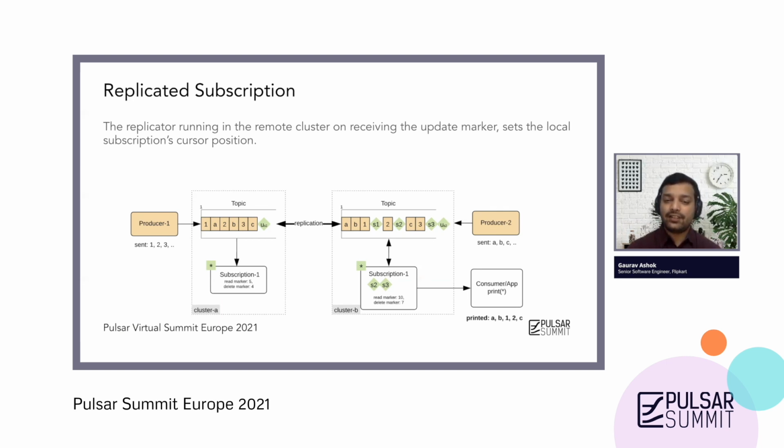So at this point, if you actually try to do the failover, you will start reading from 4, but you will not miss any messages. You will encounter the message C twice, but that's it.